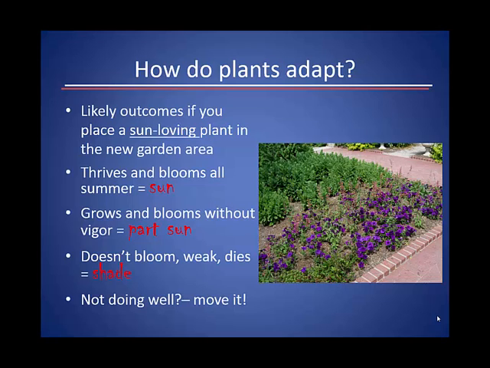If you put a sun-loving plant in part sun, it will look healthy and relatively vigorous, but again, you're unlikely to get blooms in that case. Or it's not particularly vigorous. It just looks a little weak. And if you put a sun-loving plant in a nice sunny spot, it's going to do well.